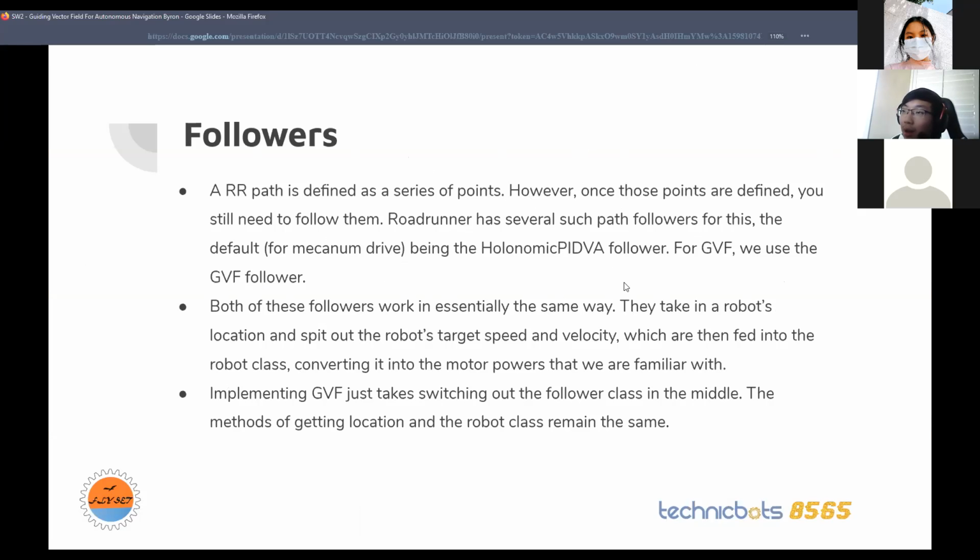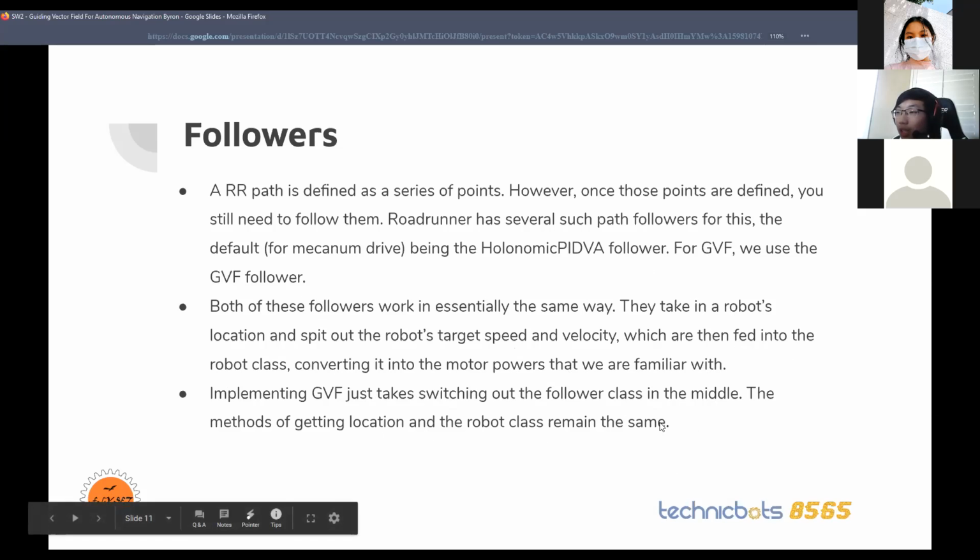The default, what we talked about and used last season, is the holonomic PID follower. And for GVF, we use another one just called the GVF follower. They both work in the same way. You get the robot location, and then you spit out the target speed and velocity, and then you feed that into your motor powers. So implementing GVF, you just have to switch out the follower class in the middle, but the method of getting location and your overarching robot class remains the same. So you don't have to rewrite your entire thing.